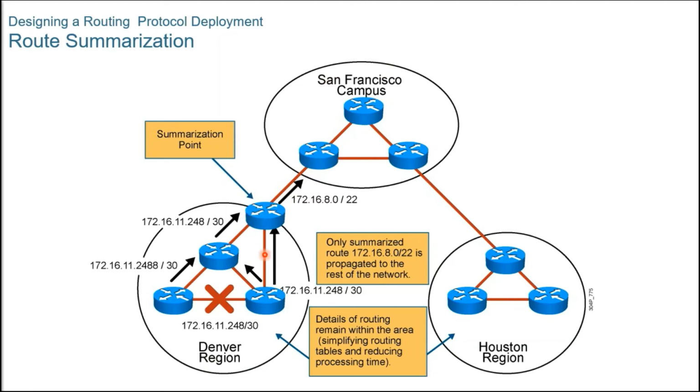Instead of propagating all the networks within the Denver region, we just have to summarize these IP addresses here and come up with a single 172.16.8.0/22 to represent the entire network on the Denver region. You could do the same for Houston going to San Francisco.